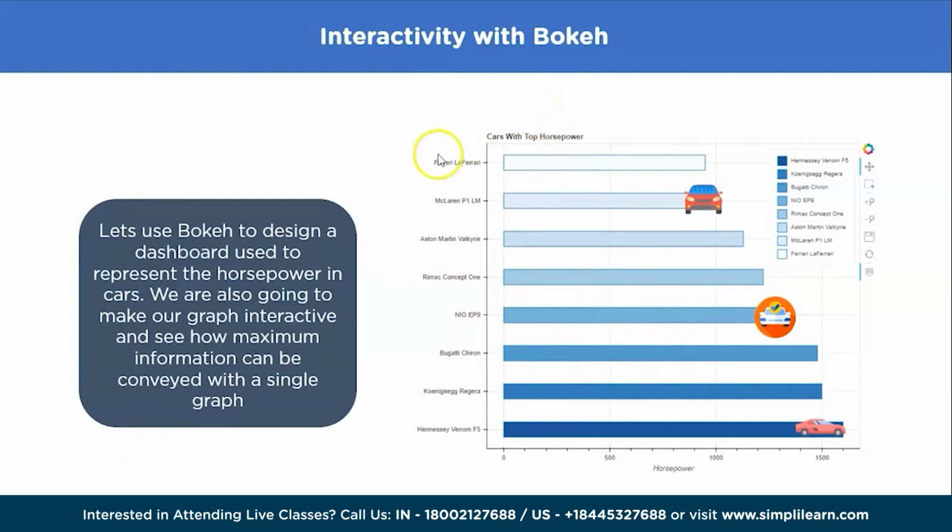So here we have multiple different cars, and along with the cars we're also going to be given their horsepowers, a little bit of other information about them, and their images. And over here, as you can see, we have a very simple vertical bar chart. But let's see how we can make it interactive and convey all the information that we have in our single data set on this one bar graph.